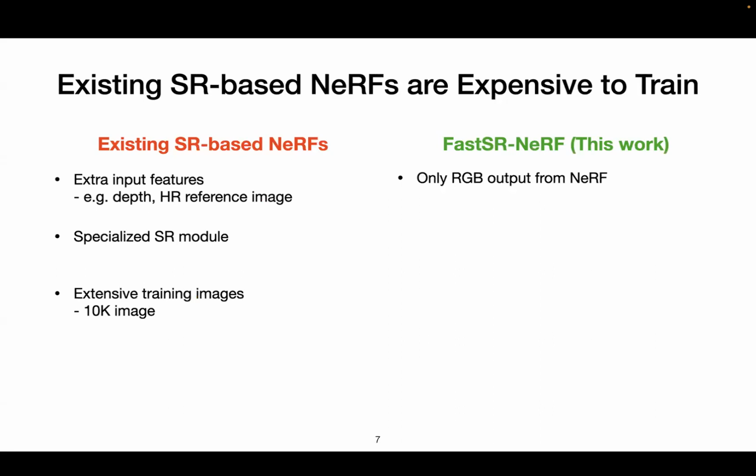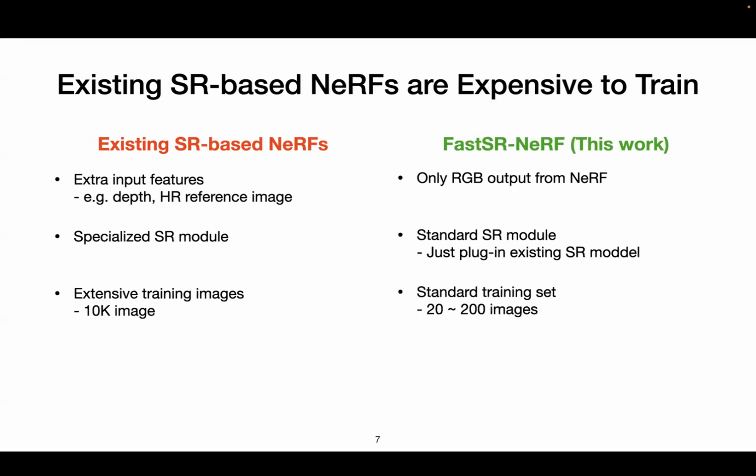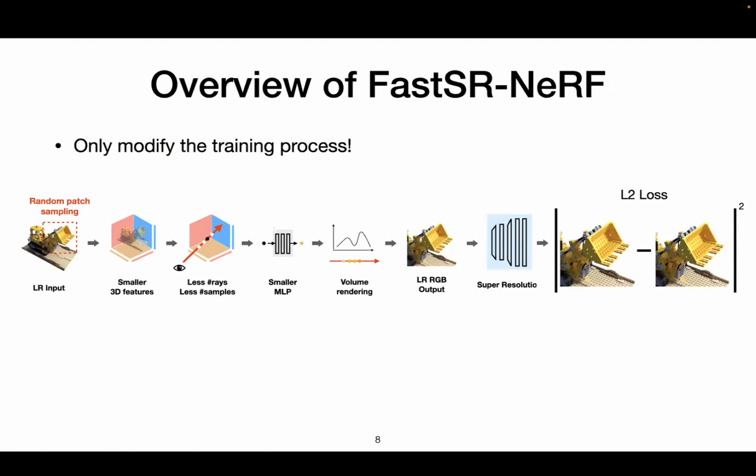In contrast, in this work, we aim to use only the RGB output from the NeRF at the low resolution. In this way, we can take any pre-existing SR model and even leverage a pre-trained model. And we also just use the standard images from the datasets. Okay, now let's take a look at how we achieve this.